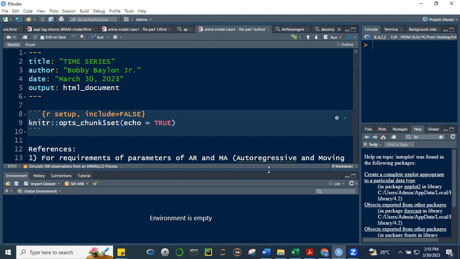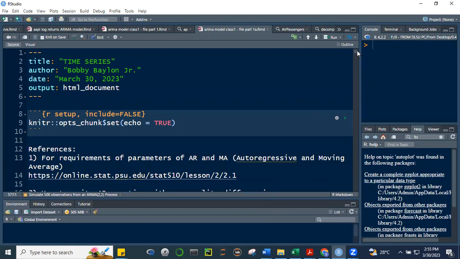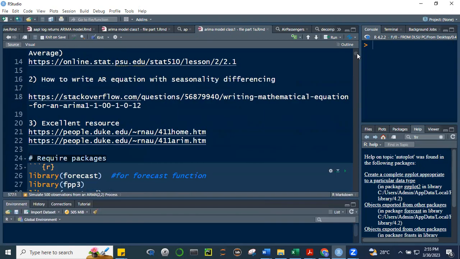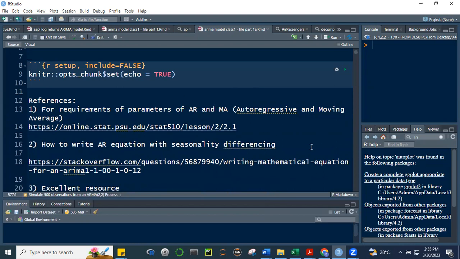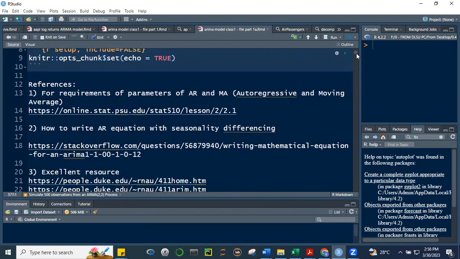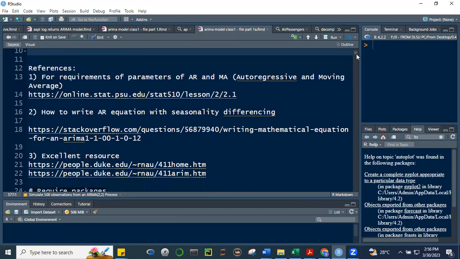Okay, so the file that I shared with you has some codes on it about time series analysis. I'm sharing with you some references here. These are good references. This one is from Penn State University. It's a good resource on time series analysis. There's also this resource on writing mathematical equation for ARIMA. And then also this one, excellent resource from Duke University. Okay, so let's open some of these sites.